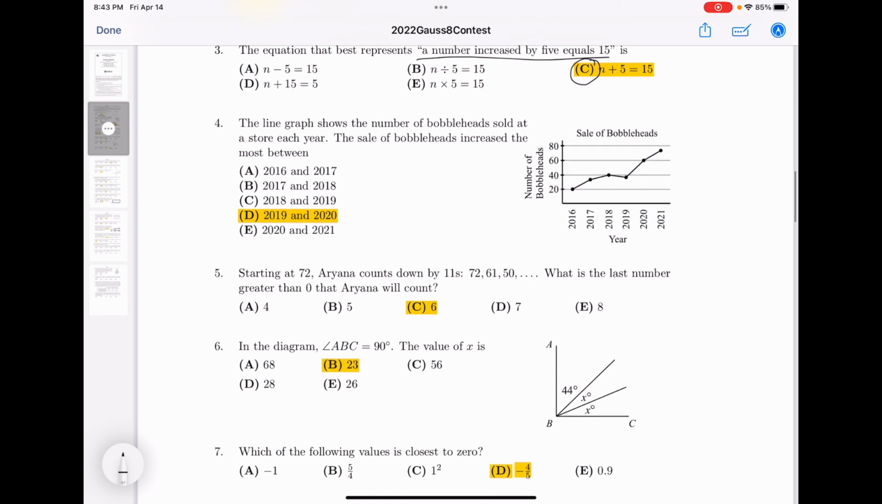Number 4, the line graph shows the number of bubble heads sold at the store each year. The sale of bubble heads increased the most between. Okay. So if we look at the graph, we can see that the slope of this line segment is the greatest. Therefore, there is the most increase between the years 2019 and 2020. Therefore, the answer is D.